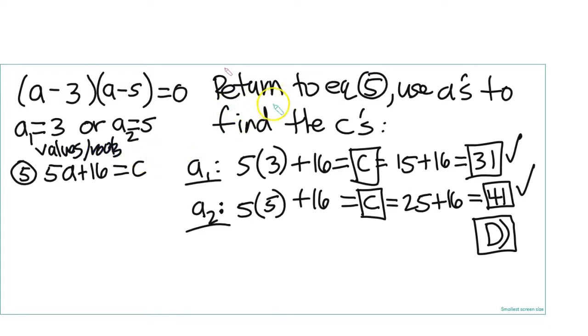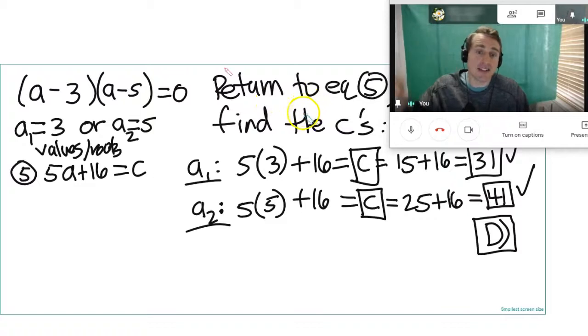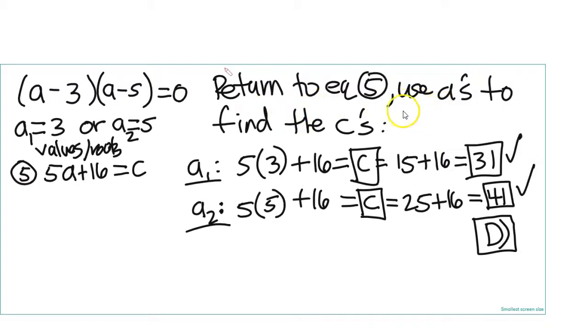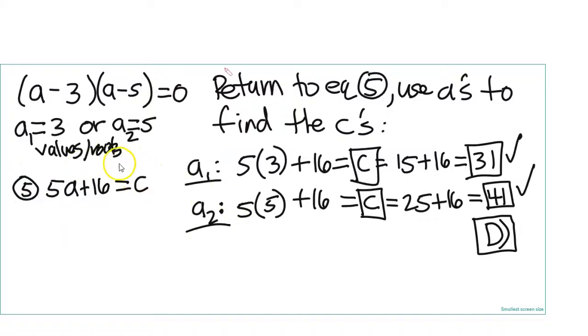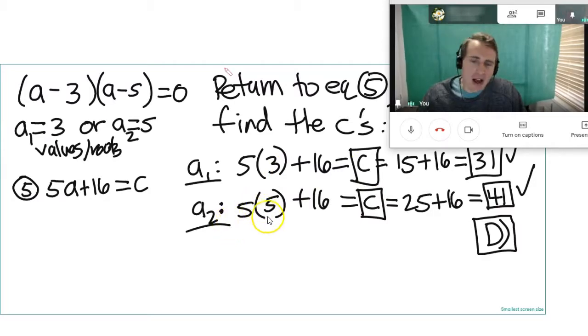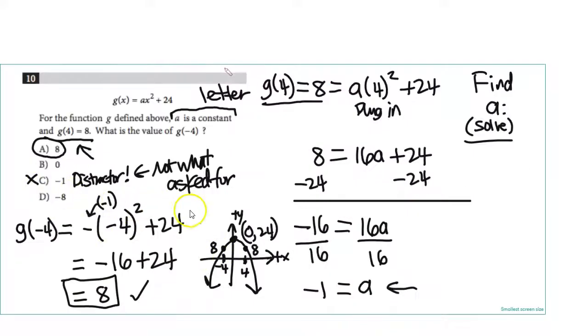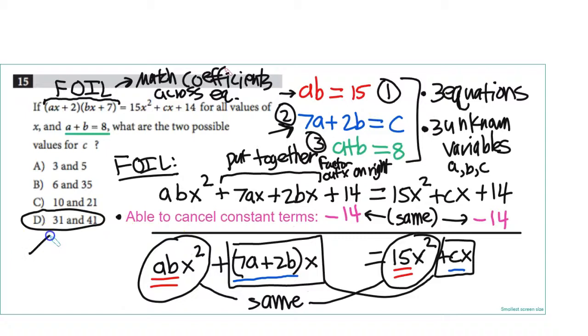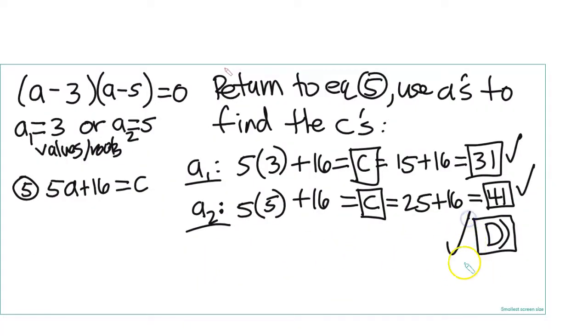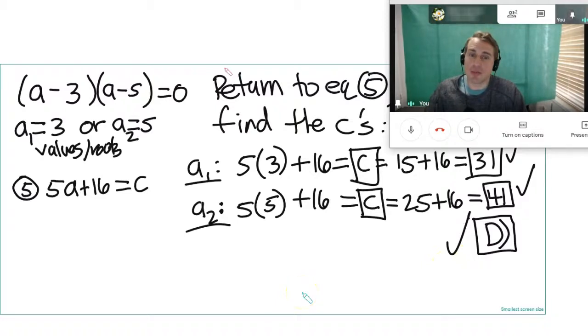And then finally, we return to equation 5, which was the C equation, but it's already in terms of A to find the C's. So what we're doing is we're returning to this equation here, and we're saying, let's plug in A1 and A2. A1 is 3. We plug it in, we get 31. Use order of operations. We use A2, which is 5. We plug it in, use order of operations, we get 41. We look back and we find that that is choice D. We write down choice D and we jump for joy. I mean, I wish it was easier, but that's how we have to do it.